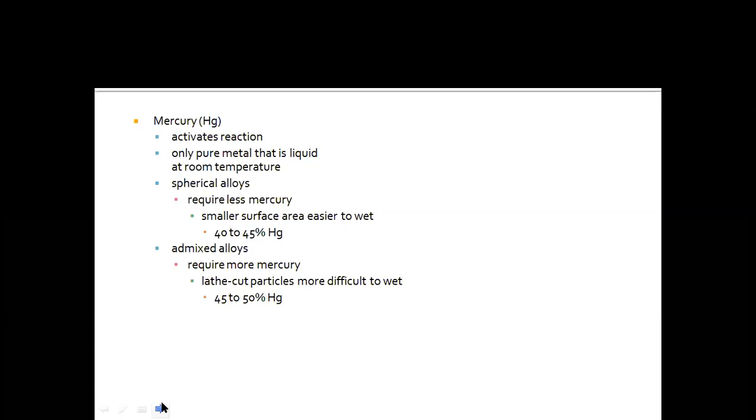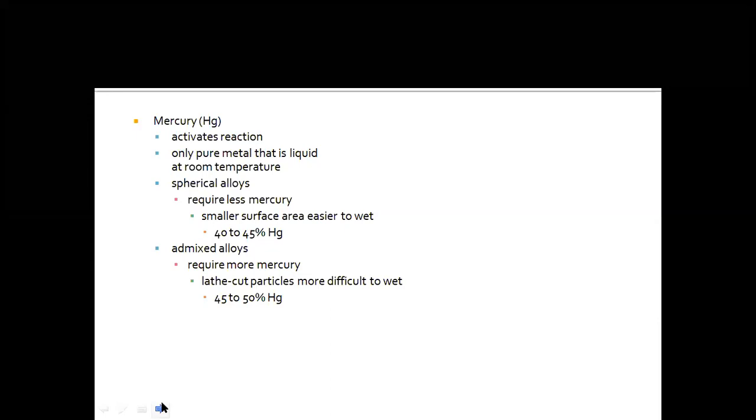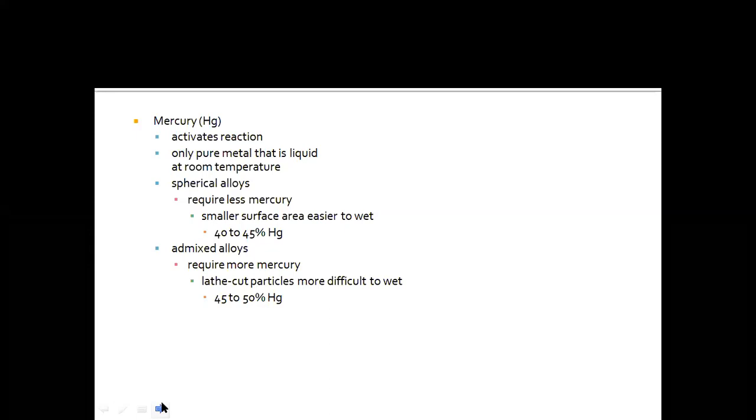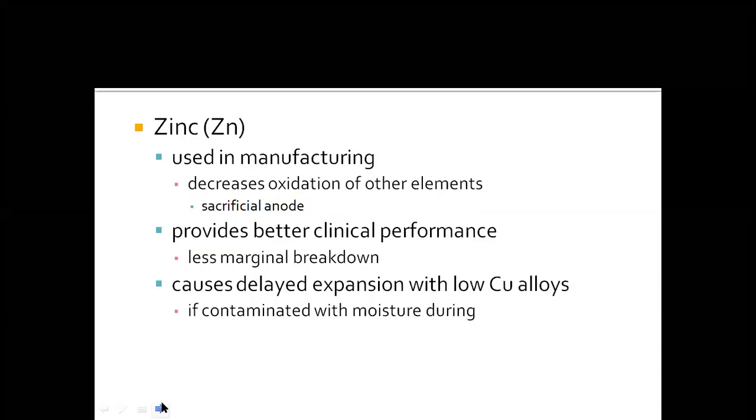Now in the alloy classification of your amalgam, you have lathe cut and spherical alloys. Because spherical alloys are regular shaped, they require less mercury to mix. Small surface area, easier to wet. That's why you require only 40 to 45% of mercury. Now, admixed alloy is a mixture of both lathe cut and spherical alloys. Lathe cut particles are more difficult to wet and might require a higher percentage of mercury.